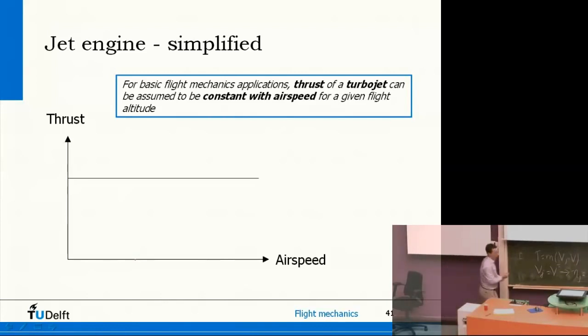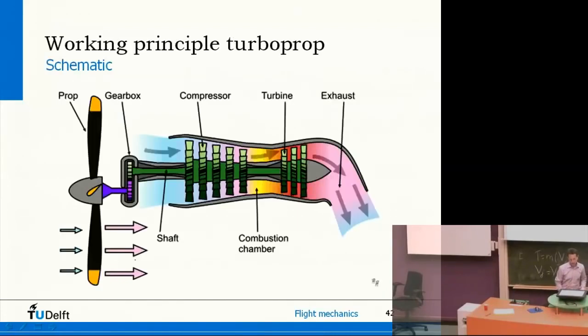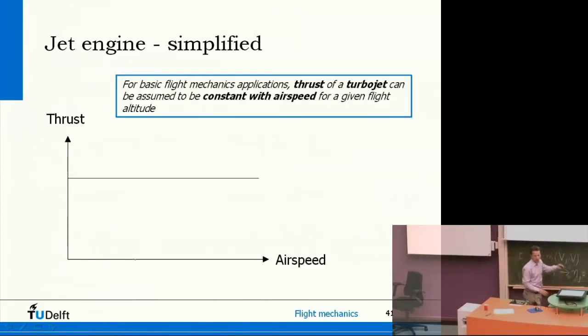Now that's the jet engine. Then let's have a look at propeller aircraft. Basically what I want to do is end up with a similar graph like this, but then for propeller engines. If we have those two, then we have the most important propulsion systems which we can apply in flight mechanics.